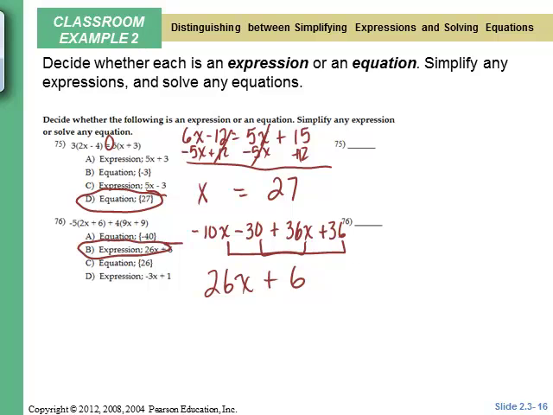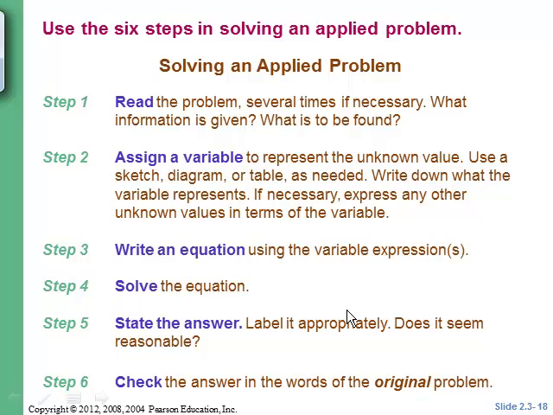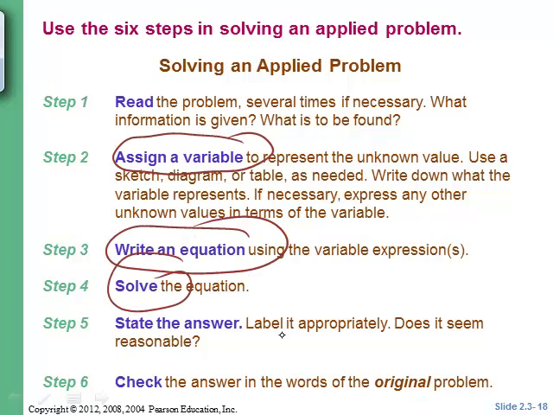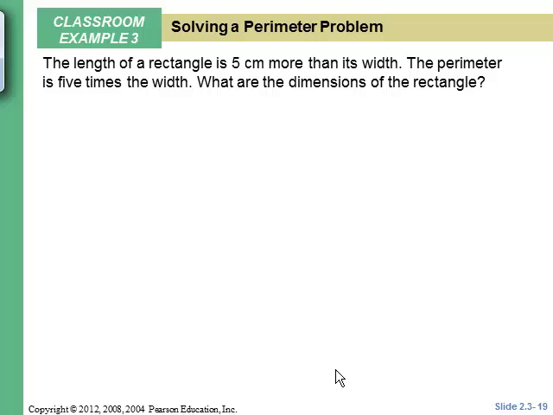Okay, next one. Now that we know that part, we're going to use the 6 steps of problem solving. So let's find out what those 6 steps are. Read the problem. How long do you read it? You read it till you know what you're supposed to do. Assign the variable. Write the equation. Solve it. The answer is sometimes the equation, but sometimes it isn't, and then check your answer. These problem-solving steps you might want to highlight on page 67 of your textbook.